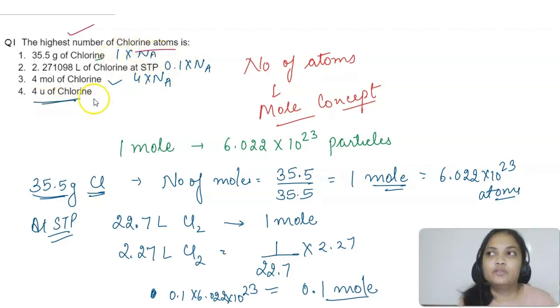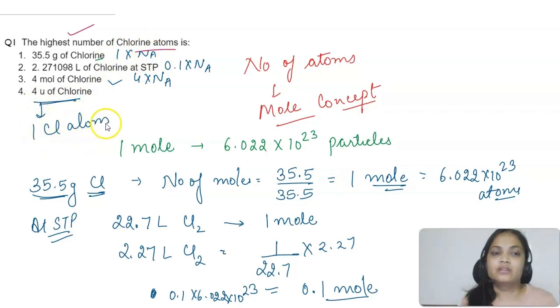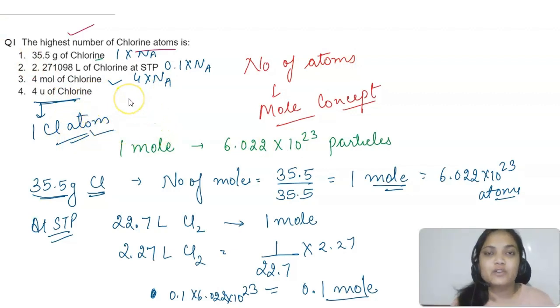Now for 4U, U is for atomic mass unit. So you know it is the mass of 1 chlorine atom, right? Here students, 4U of chlorine means only 1 chlorine atom, so it's definitely not the highest. Clearly you can see the highest number of chlorine atoms will be in 4 mole of chlorine, because in the first one I have 1 mole, in the second one I have 0.1 mole, the third one is 4 mole, and the fourth one is just 1 chlorine atom. So definitely the highest number of atoms will be in 4 moles of chlorine. So that is going to be the answer, option number 3.